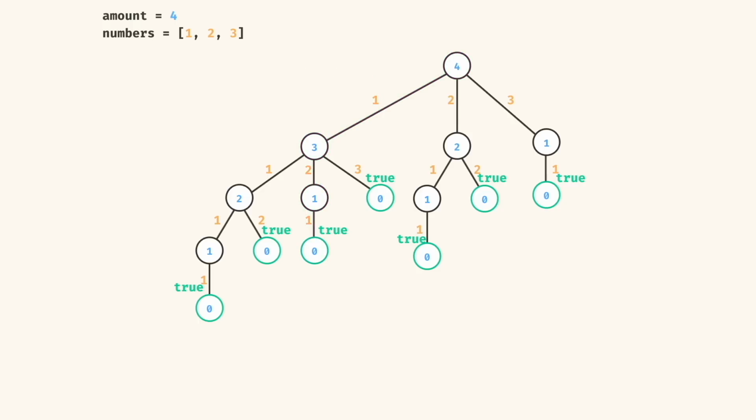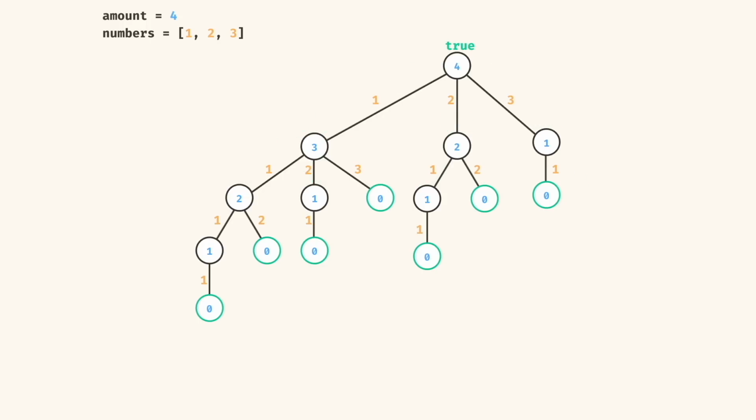So given a parent node, if it receives a true from any of its children, then it's also going to return true. So that would evaluate something like this. Until we get a true at the top as our final answer.